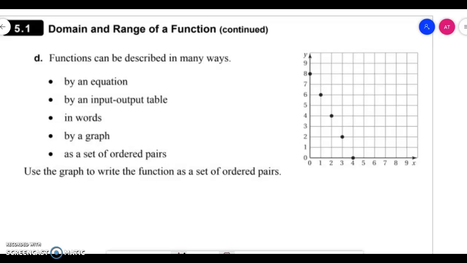So now we're going to write the domain and range from a graph. So functions can be described in many ways: by an equation, input-output table, it can be in words, it can be by graph, it could also be a set of ordered pairs. All of those are functions. So it says use the graph to write the function as a set of ordered pairs. And now remember, for ordered pairs, x is first, y is second.